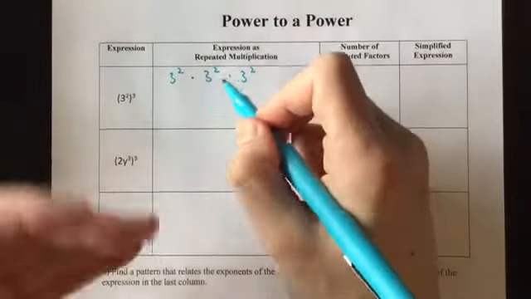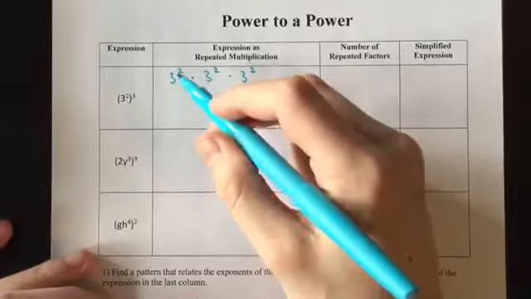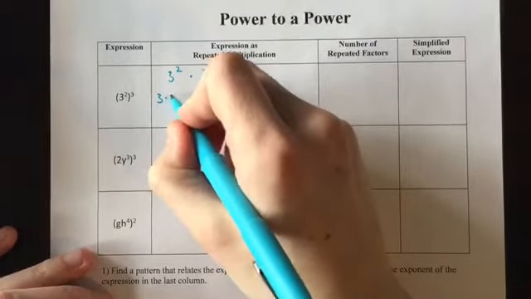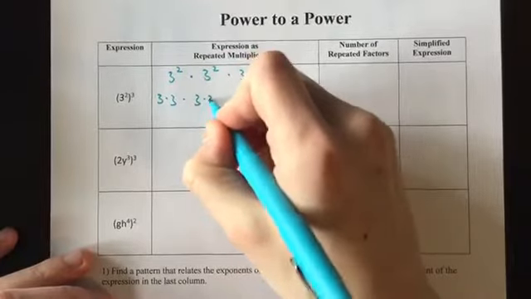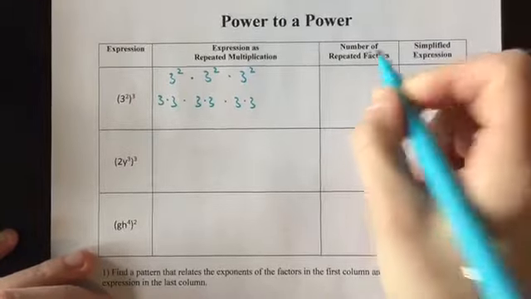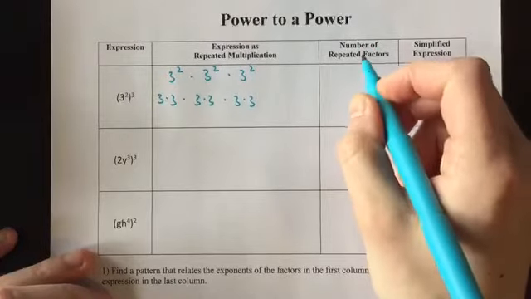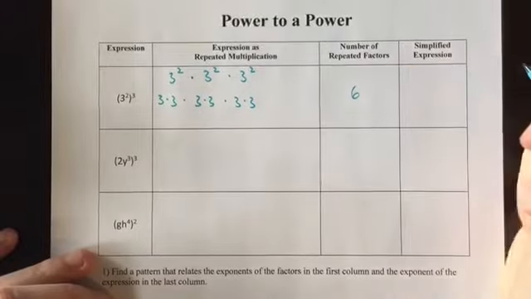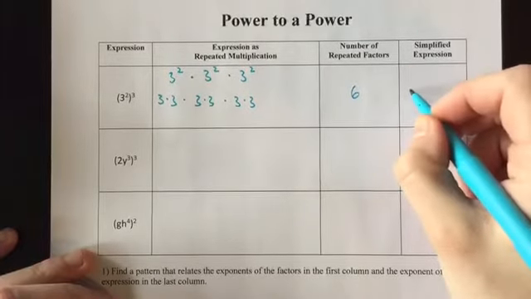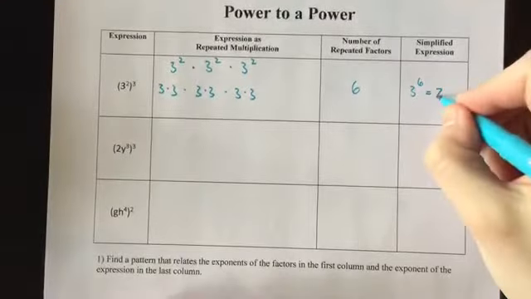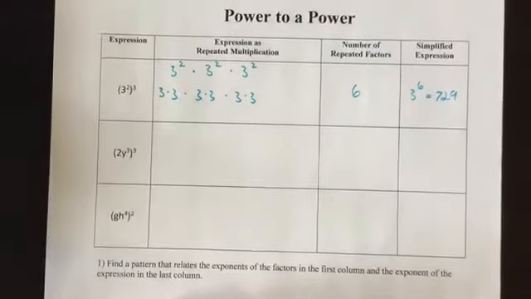But this can be expanded further. Each 3 squared is a 3 times 3. So let's expand that. 3 times 3 times 3 times 3 times 3 times 3. Okay. Number of repeated factors. So how many times is the 3 repeated? 6. So 3 to the 6th is 729. And now we're simplified.